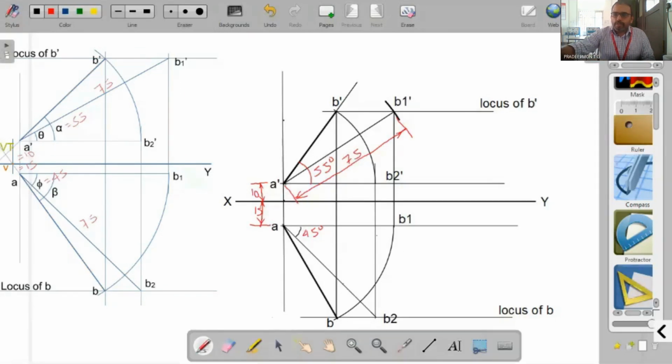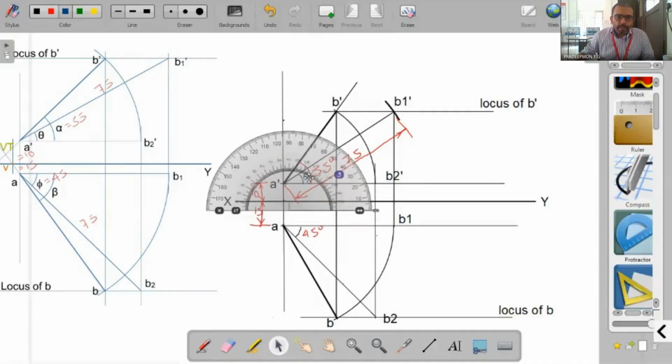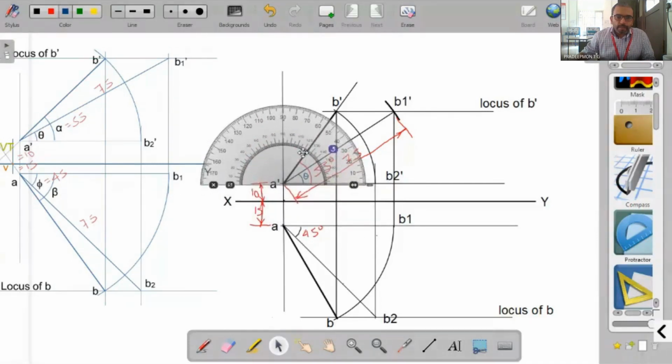So this much you have to do. That is, first you have to find out the projections, then the true inclination with the HP. The true inclination with HP is this angle. This angle is theta. That also you have to measure. In my case, theta is somewhere, okay, let me measure it. It is somewhere around 34 or 35 degrees.